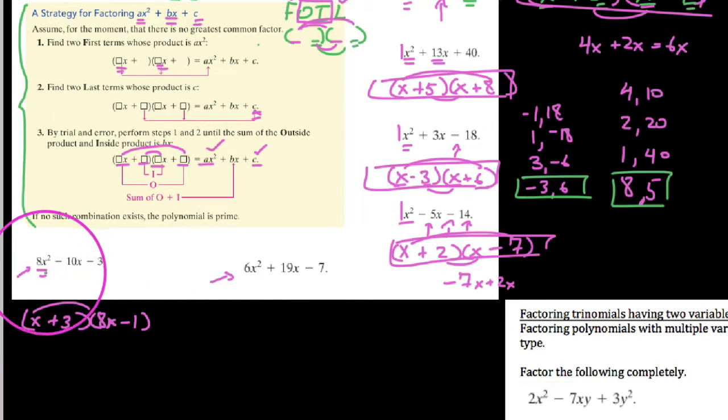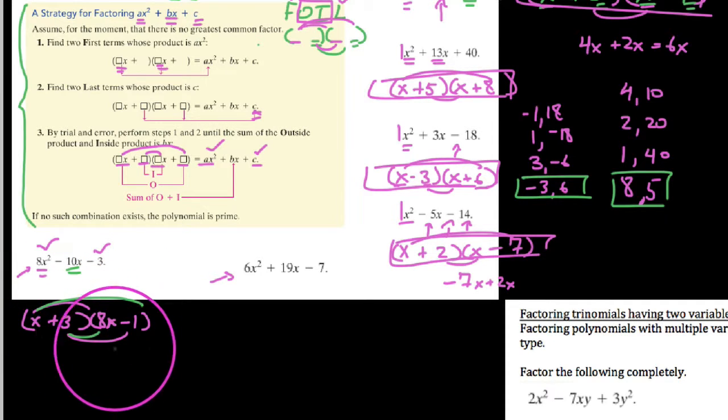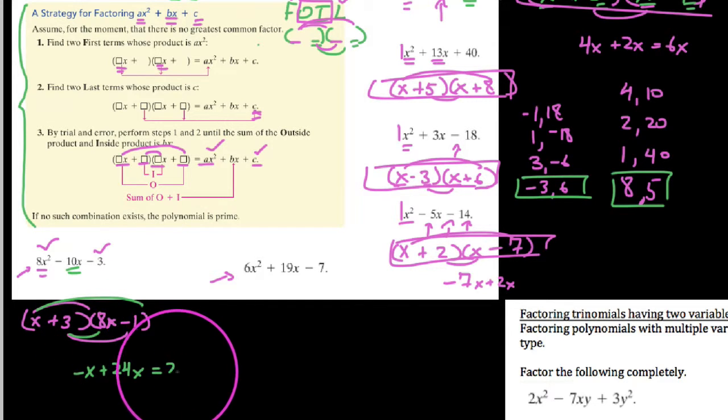You'll notice that I've taken care of this part first, and I've taken care of this part next. I got a negative 3. The question is, do we get the negative 10x in the middle? So this is where we check our outer and our inner, and I notice if I took this times this, I get negative x, and 3 times 8x is positive 24x. Adding these up, I get 23x's. And that is not what I need in the middle. I need a negative 10x.